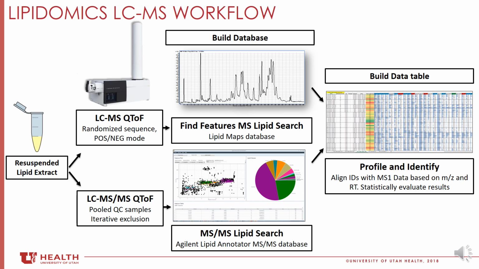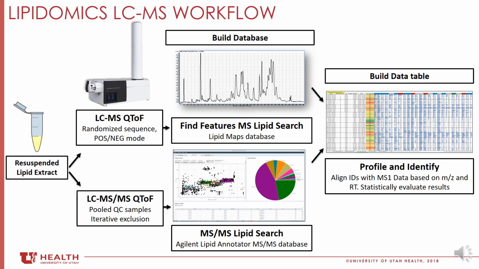Let me give you an overview of our non-targeted workflow once the samples have been extracted. Resuspended lipids are injected using an autosampler and separated on a C18 column maintained at 65 degrees that is connected to our QTOF. Samples are randomized and injected twice, once in positive mode and once in negative mode. Each injection takes 23 minutes, including equilibration.